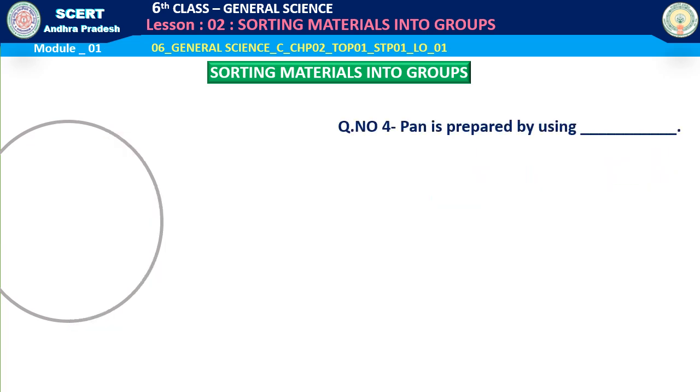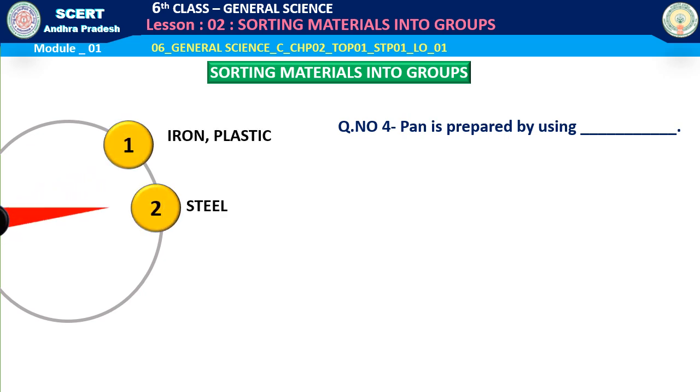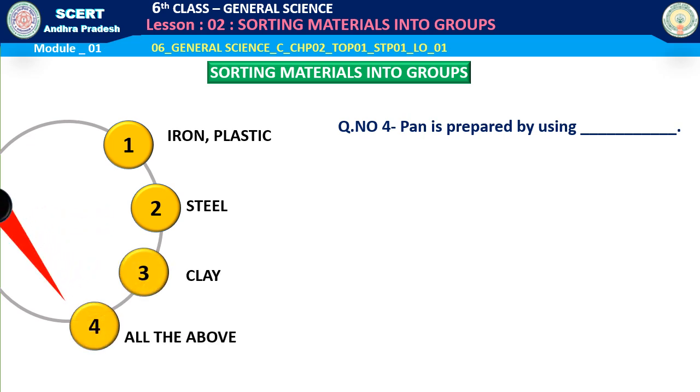Let us answer another question. Pan is prepared by using iron, plastic, steel, clay, all the above. Children, carefully observe. Yes, what you said is right. All the above is the correct answer because pan is prepared by using iron, plastic, steel and clay.